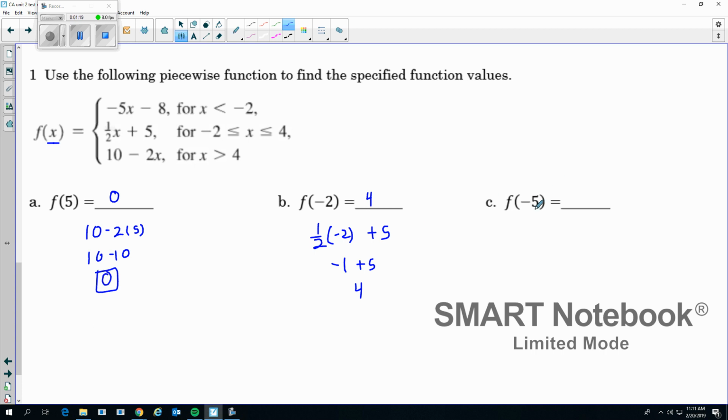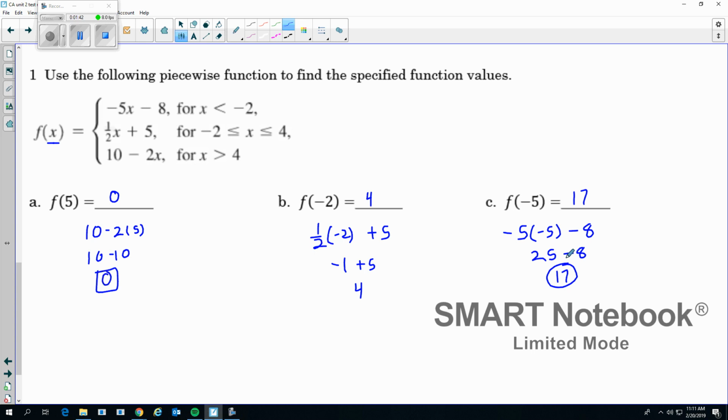And then the last one is negative 5, which would fall into the first category because negative 5 is less than negative 2. So we're going to get negative 5 times negative 5 minus 8. So 25 minus 8, which is 17. So 17 right there.